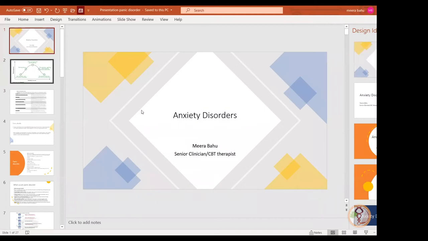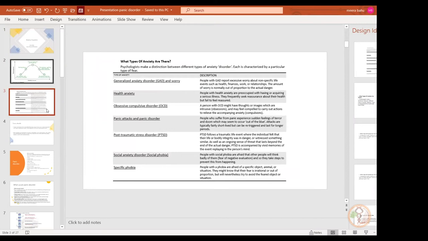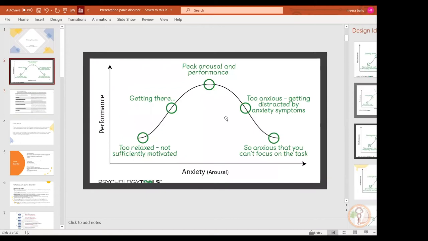So we are going to look at anxiety disorders, see what anxiety disorders look like, and move on to talk about panic and agoraphobia, because in all anxiety disorders we have panic. That is where I thought we will start, and we will quickly go through the different types of anxiety disorders. But before all that, let's look at what anxiety is, and it's in a graph.